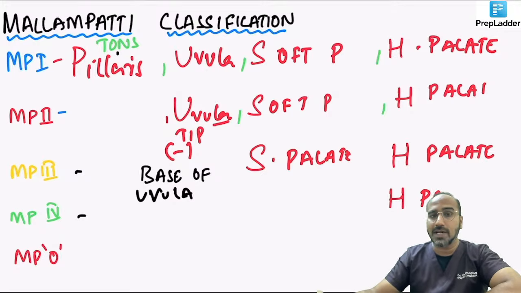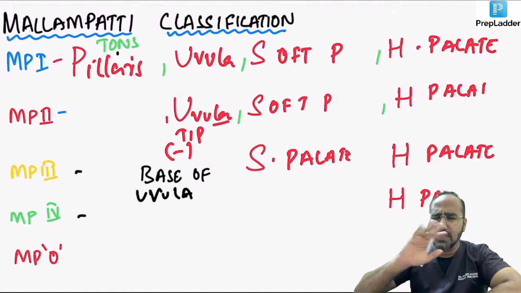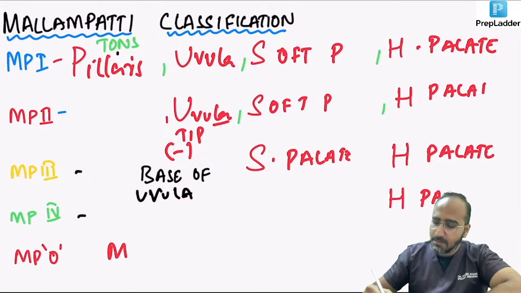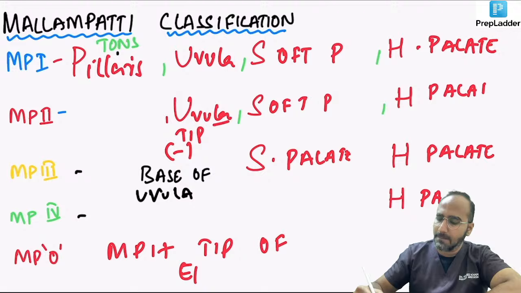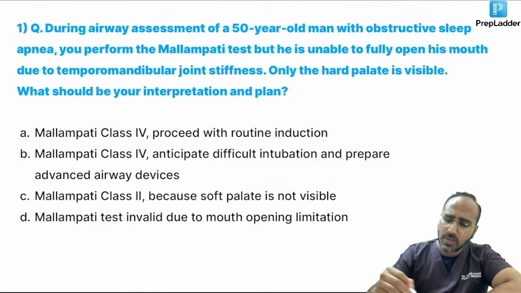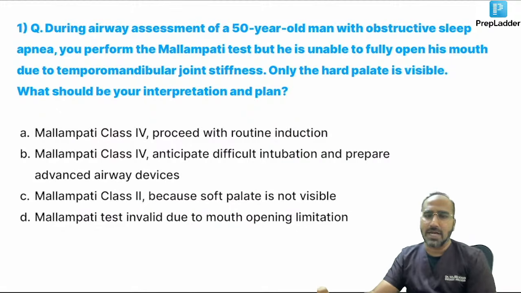There is one more class called class 0. Class 0 means what, guys? All class 1 structures, that is, when he opens his mouth you are able to see pillars, uvula, hard palate, soft palate, plus the tip of the epiglottis. That is Mallampati class 0. Coming back to our question, you are able to see only the hard palate, so he has Mallampati class 4.